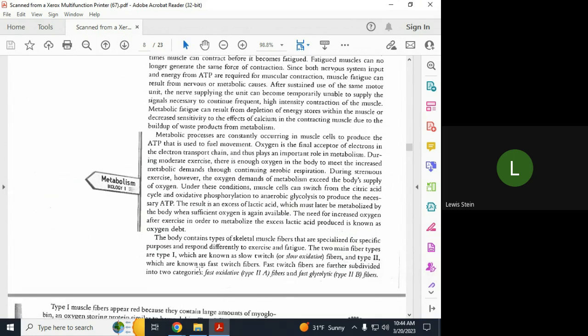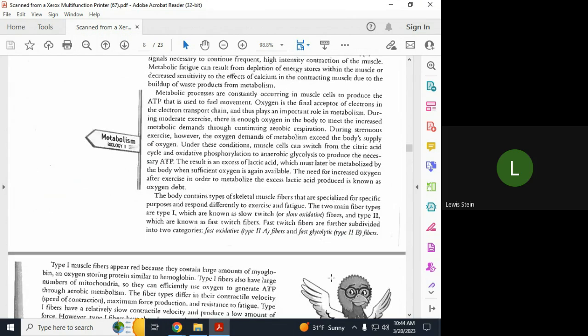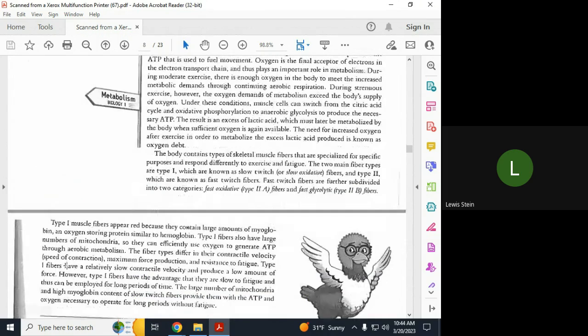Did you talk about the fibers? Type 1, slow twitch or slow oxidative. Type 2, fast twitch or fast oxidative. And then lastly, fast glycolytic. Type 1 fibers are red because of large amounts of myoglobin. Type 1 fibers have large mitochondria and efficiently use oxygen.